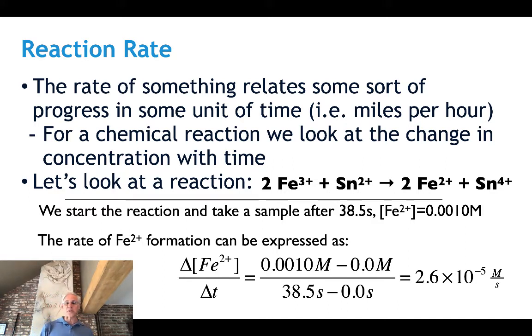So what we get is 0.001 divided by 38.5, and that gives us a reaction rate of 2.6 times 10 to the minus 5 molarity per second. Molarity per second sounds like a really strange unit, but remember, we're looking at the change in concentration per time, so that unit actually makes perfect sense.